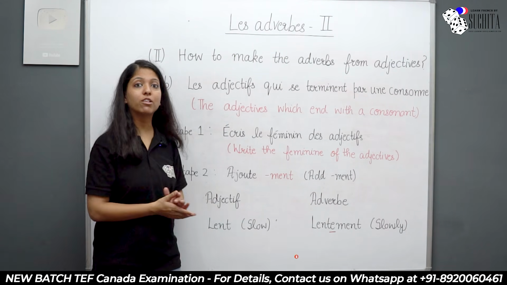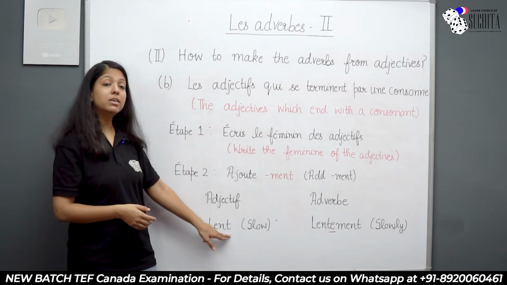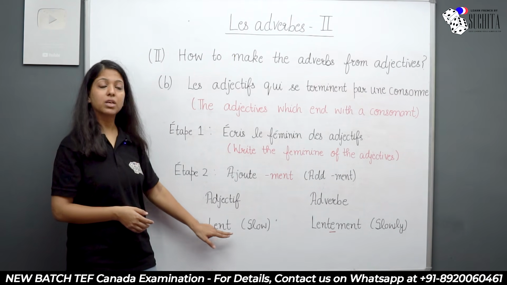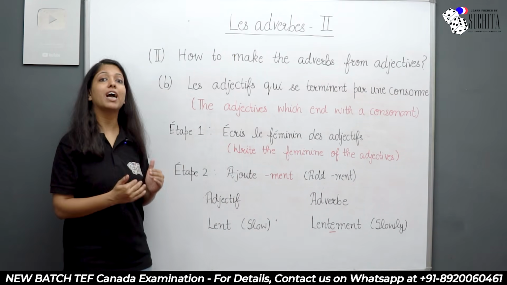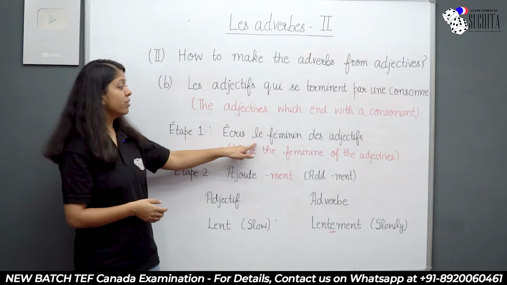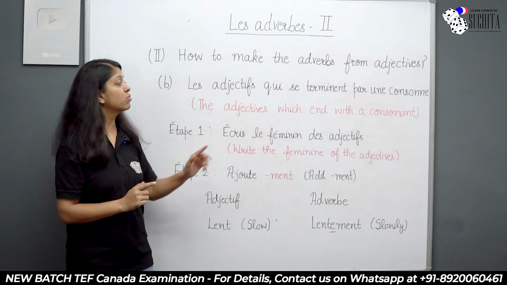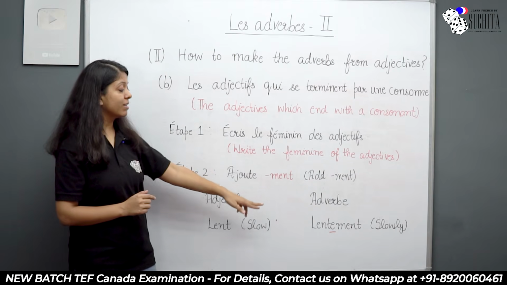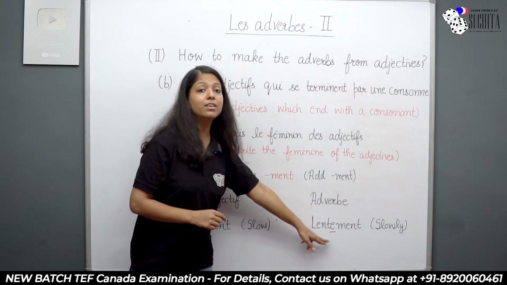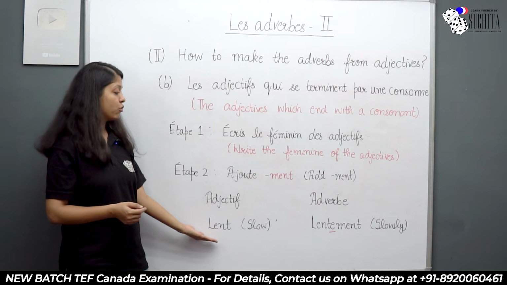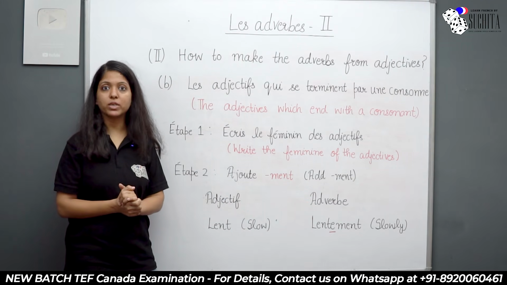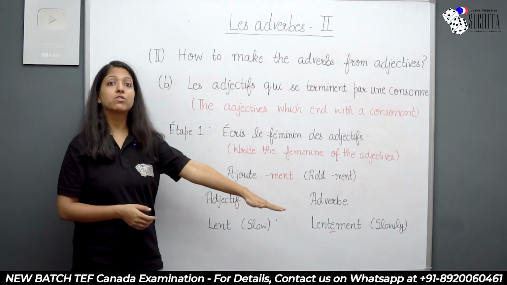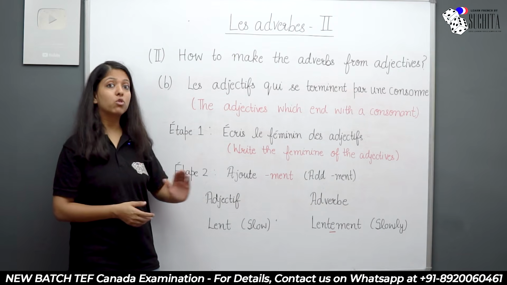Lent, which means slow. Now, lent ends with a consonant, T. In order to make the adverb from this adjective, first we have to make its feminine. The first step is, if your adjective ends with a consonant, you need to make its feminine first. So we added E to make its feminine. So lent, lente, and then add ment to it. So lent, lentement. Slow, slowly.